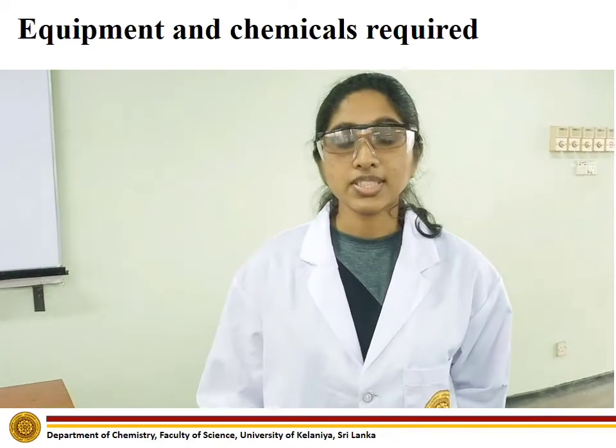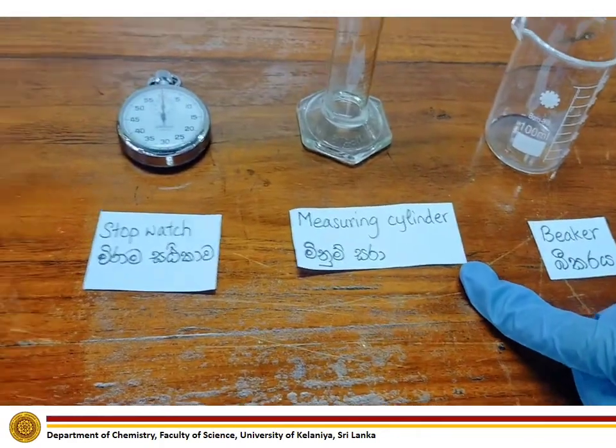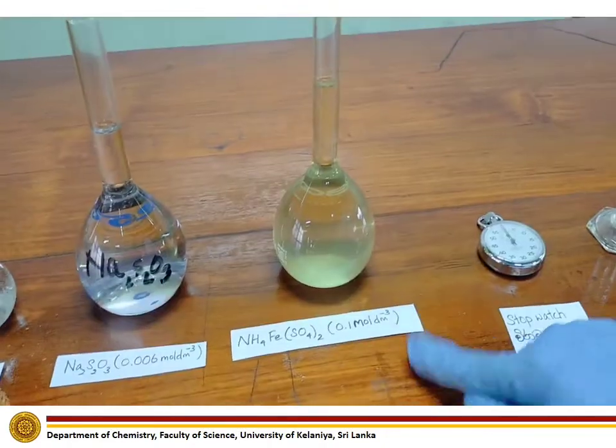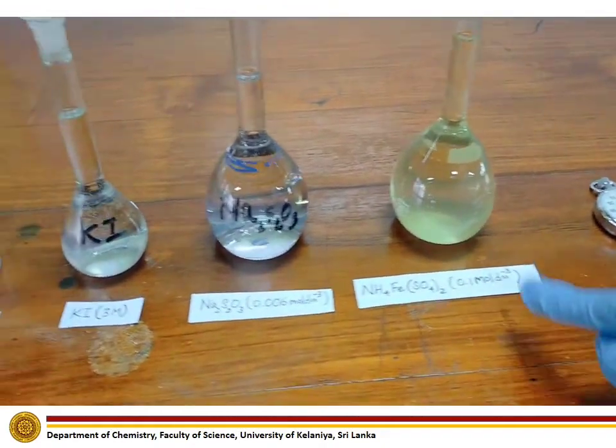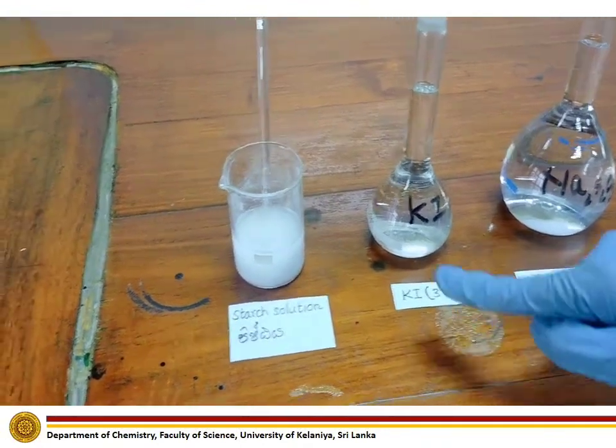Chemicals and equipment that are required to carry out this experiment are shown here. Beaker, measuring cylinder, stopwatch, ammonium ferric sulfate solution, sodium thiosulfate solution, potassium iodide solution, and starch solution.